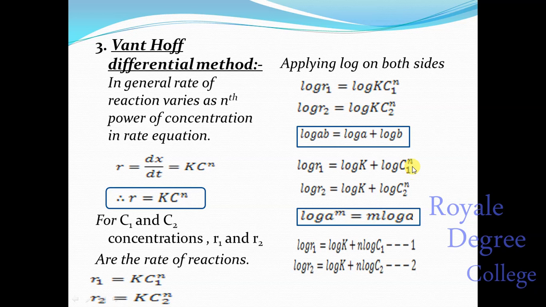Now we are applying this formula, log A to the power m is equal to m log A. This n we are writing before log. So we will get log R1 equal to log K plus n log C1. It is our equation number 1. Like that only we are writing the second equation, log R2 equal to log K plus n log C2. It is our equation number 2.